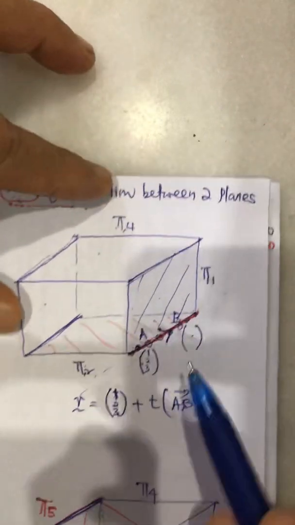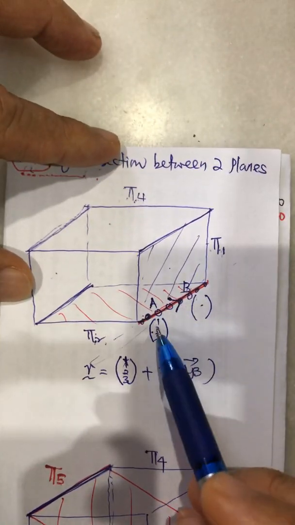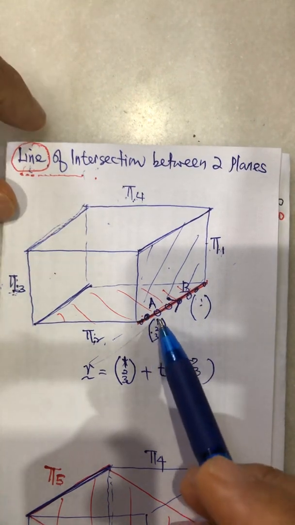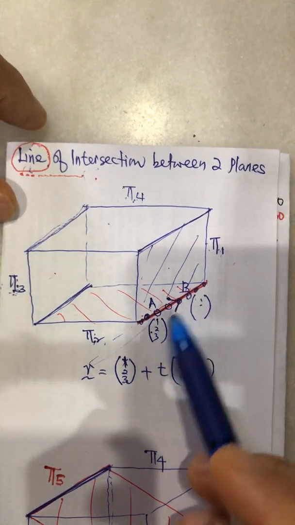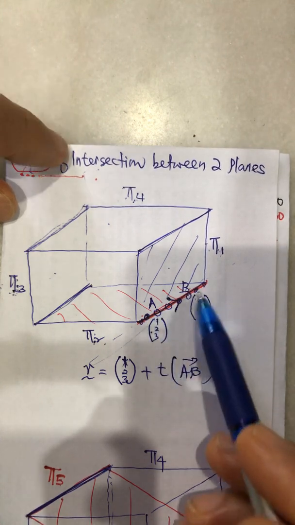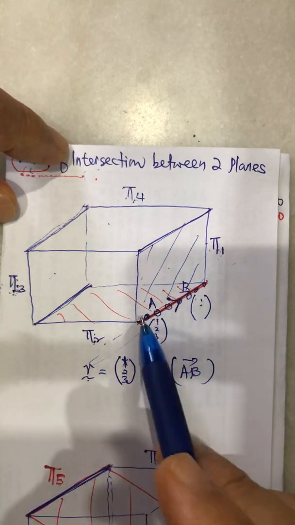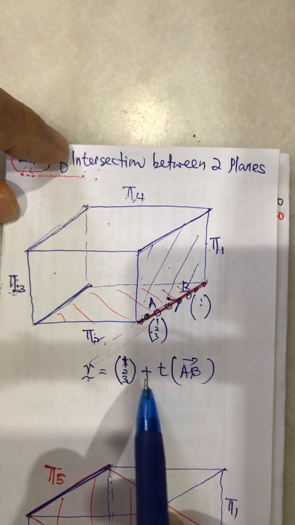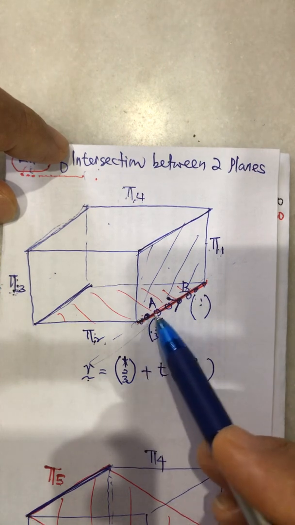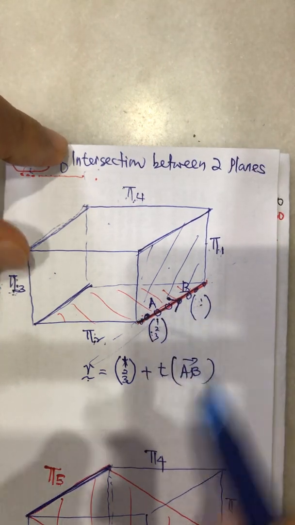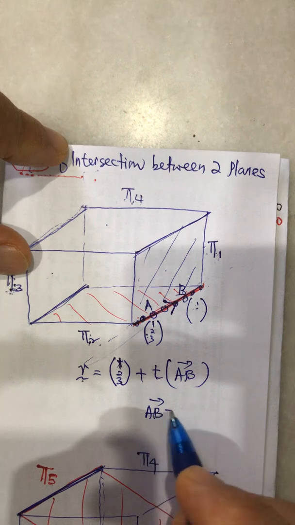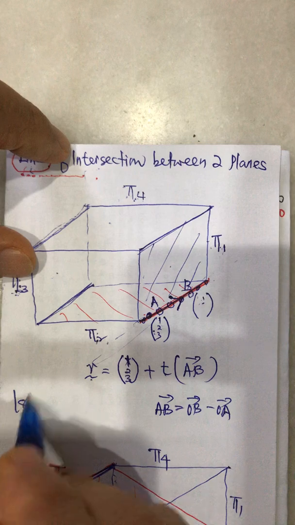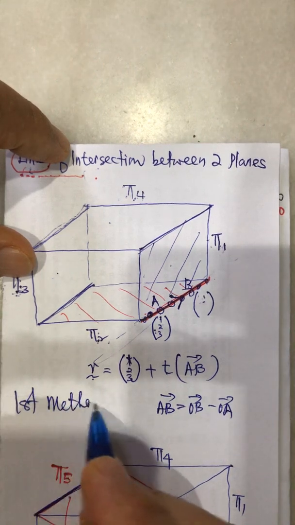Just now, what I did was find 2 points. Of course, I will give you an example later; you understand the concept first. From these 2 points you can find the equation of the line of intersection: start from this point, plus t times the direction AB, where AB is OB minus OA. Remember, this is the first method. Now I'm going to show you the second method.